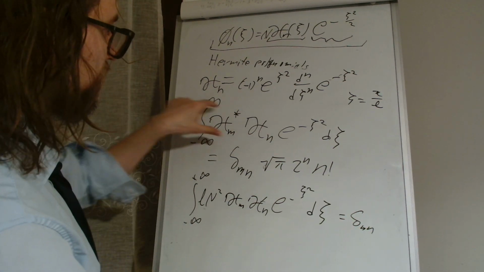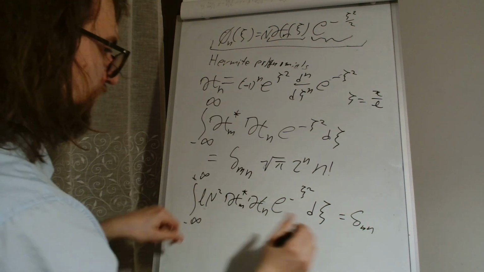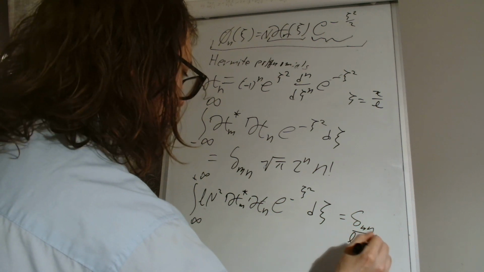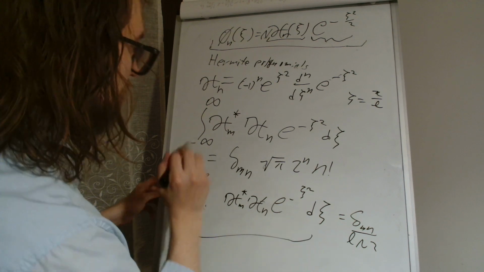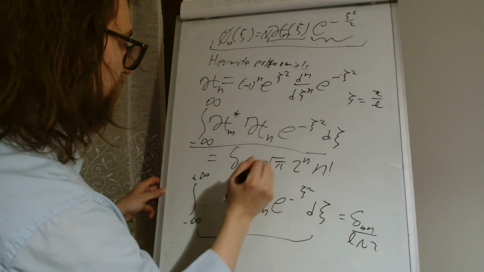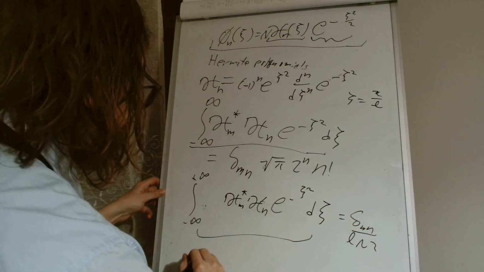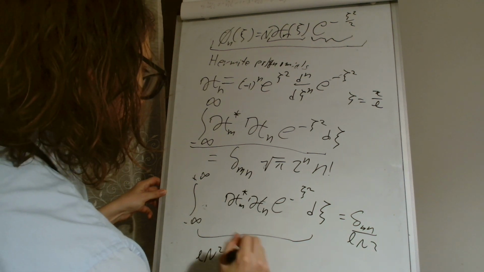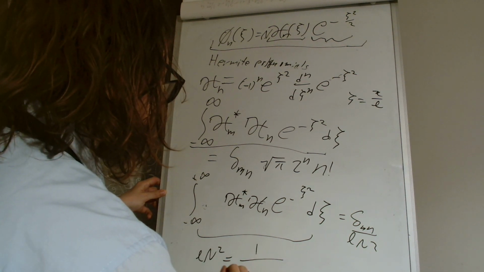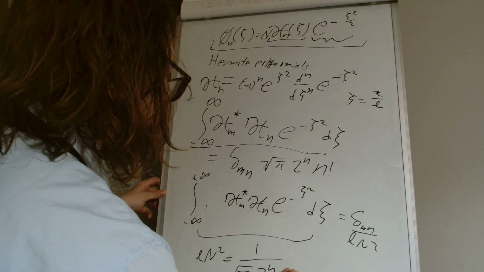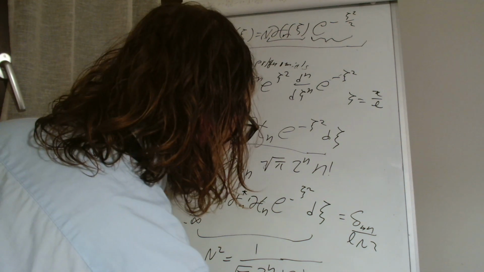So since we know this expression here, we are going to divide everything by N squared, and here we will get L squared. And so here we have that this one is equal to this one, and so this term must be equal to this one. So we have that N squared L is equal to 1 divided by square root of pi 2 to the n n factorial. So N squared is equal to this divided by L.